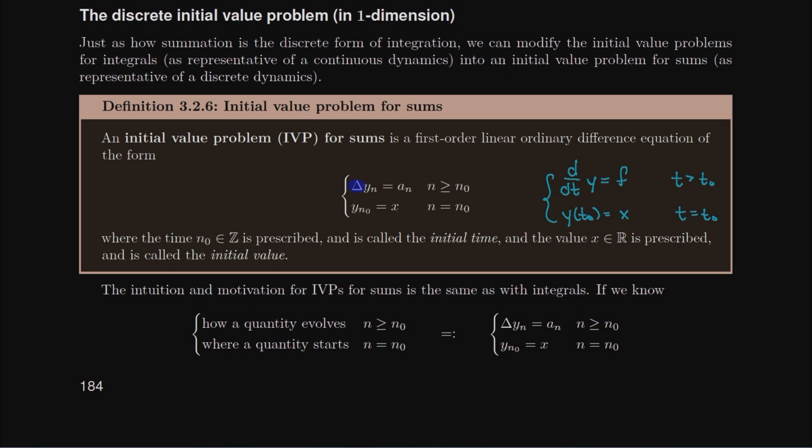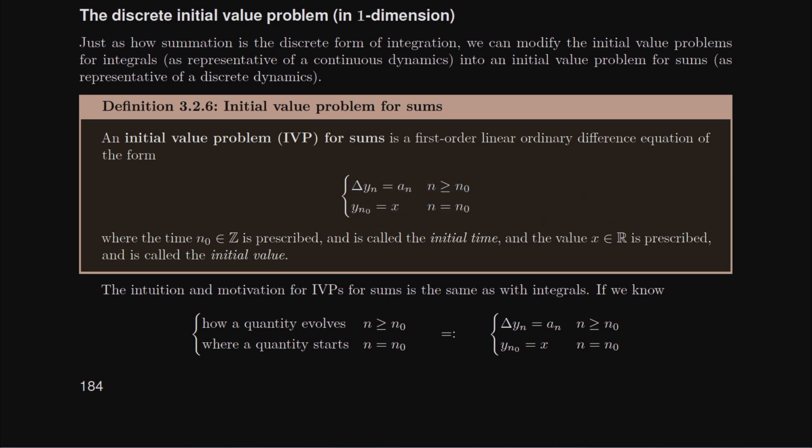Here's our delta being our discrete derivative as opposed to our continuous derivative. Instead of having f on the right-hand side, we now have a sequence on the right-hand side. And instead of talking about time as the variable t, we're going to use n, meaning natural numbers, because we have discrete steps of time. And then our initial condition basically looks the same at a very specific starting point, n0. And so everything looks the same. I'm really just replacing the derivative and functions with the discrete derivative or the finite difference and sequences.